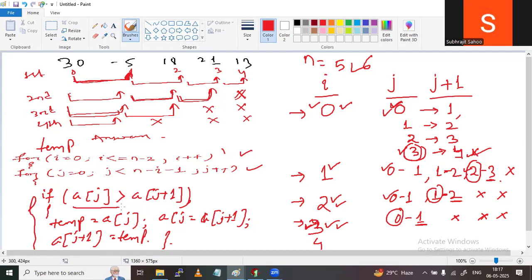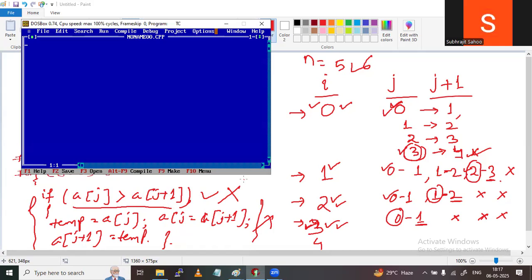When this condition is satisfied, when the left side element is bigger than the right side element, then swapping is done. If the left side element is smaller than the right side element, then it will not be done, this part will not be done, right? So this is the logic. This is the logic you have to write for the bubble sort. Observe here, through the program I will tell the same logic.